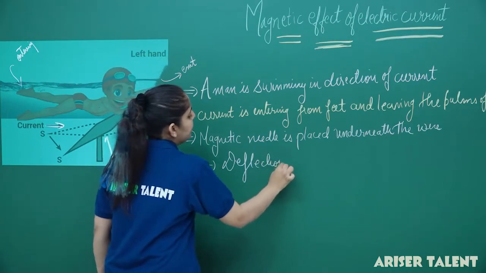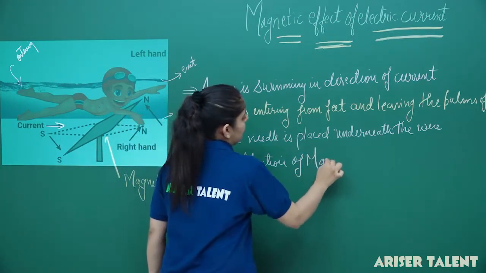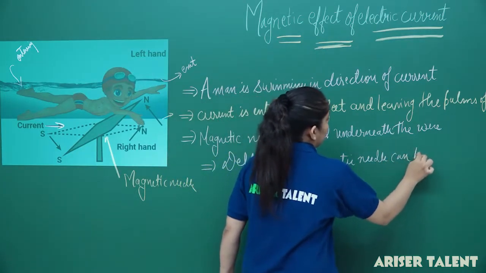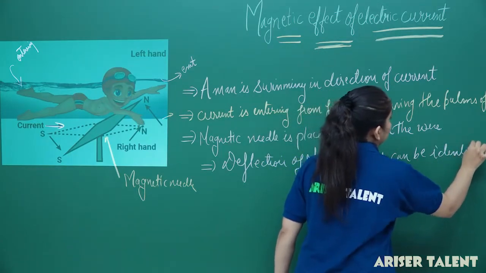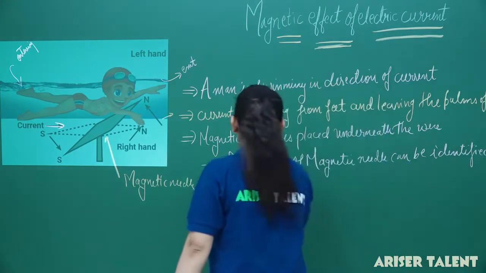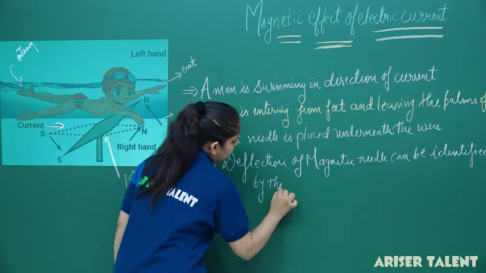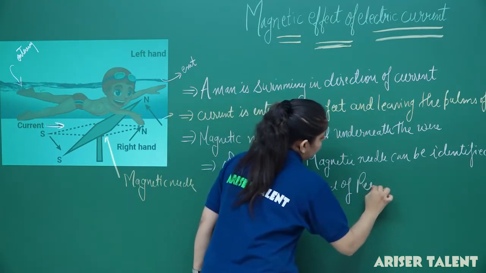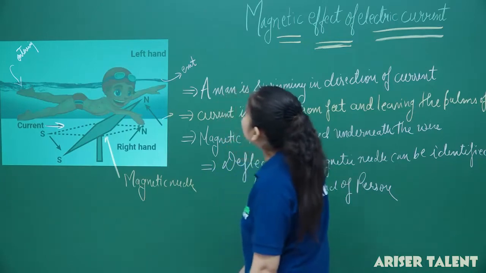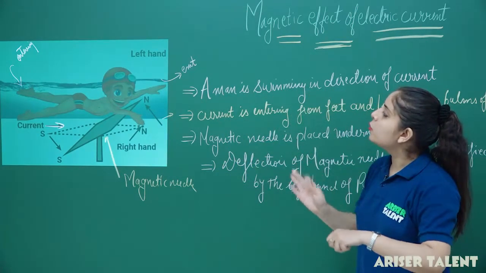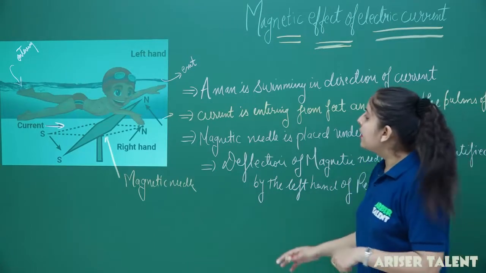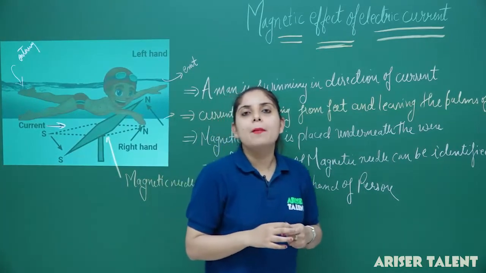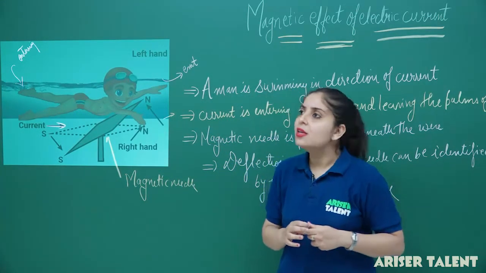So the deflection of the magnetic needle can be identified by the left hand of the person. In this diagram, the left hand of the person will show you the deflection of the magnetic needle. If it is going in the north direction, then the deflection will be in the north direction. So this is how the Ampere swimming law works, the same as the snow rule we have.